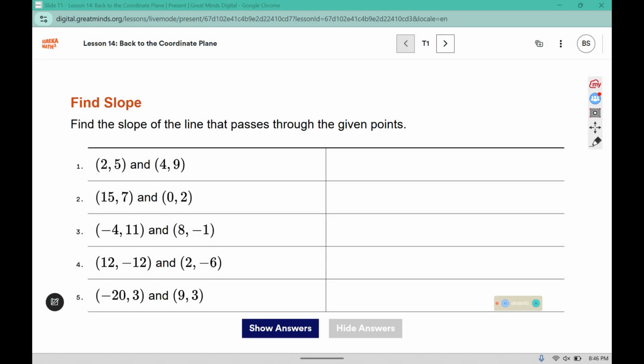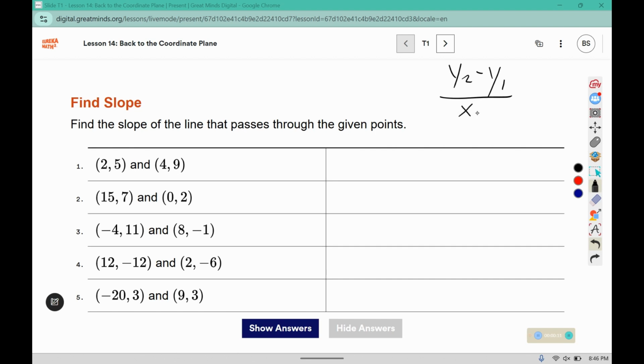Find the slope of the line that passes through the given points. Recall that we use the formula y2 minus y1 divided by x2 minus x1. Here we'll subtract y2 minus y1 divided by x2 minus x1.